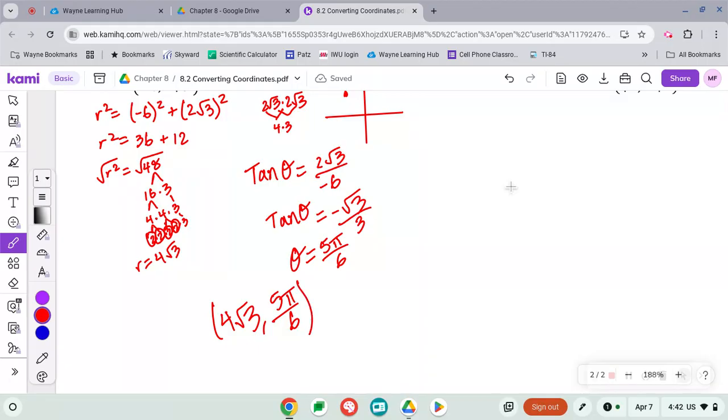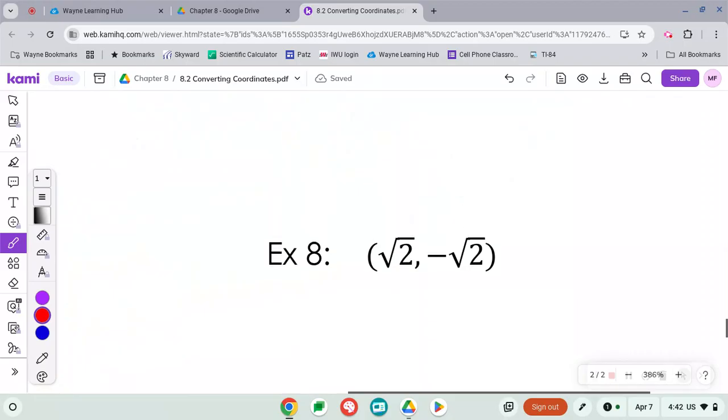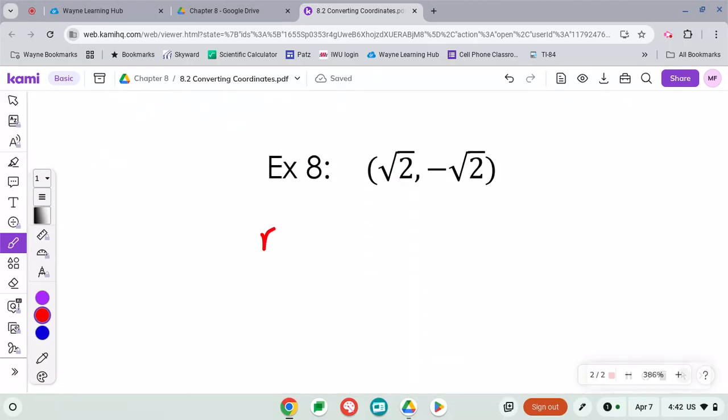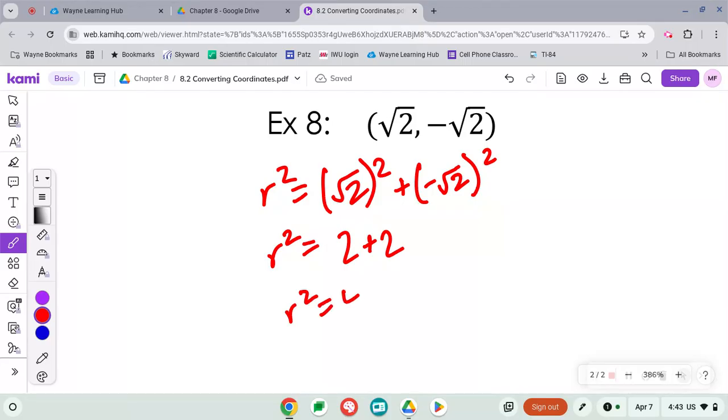All right, one more. All right, our last one, and I'll try to keep it quick because I know this video is getting longer than I meant it to. So once again, r squared equals x squared plus y squared. Each of those will just become 2. 2 plus 2. This one is really nice because r squared equals 4. That is a perfect square, so r equals 2.